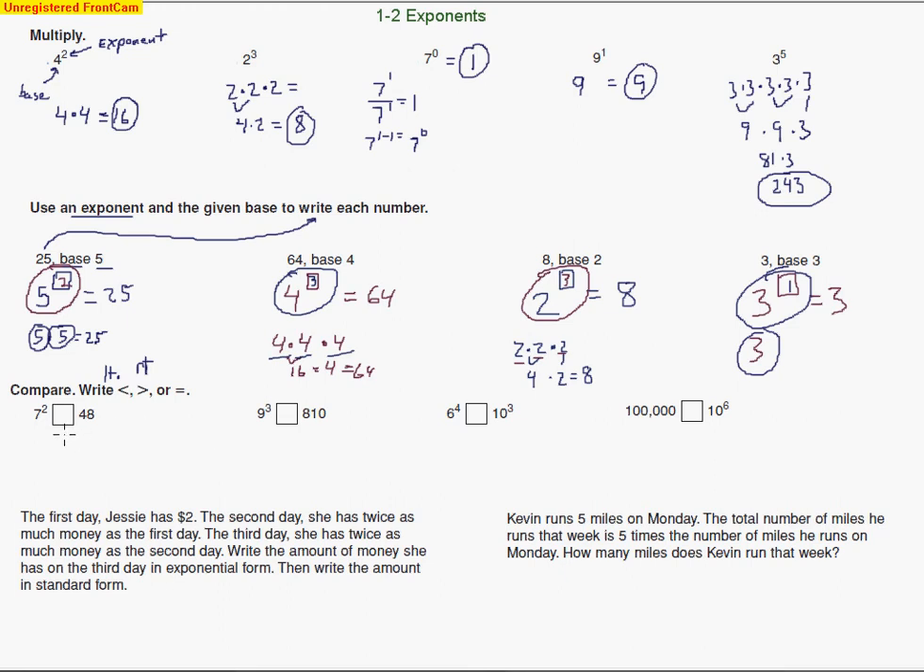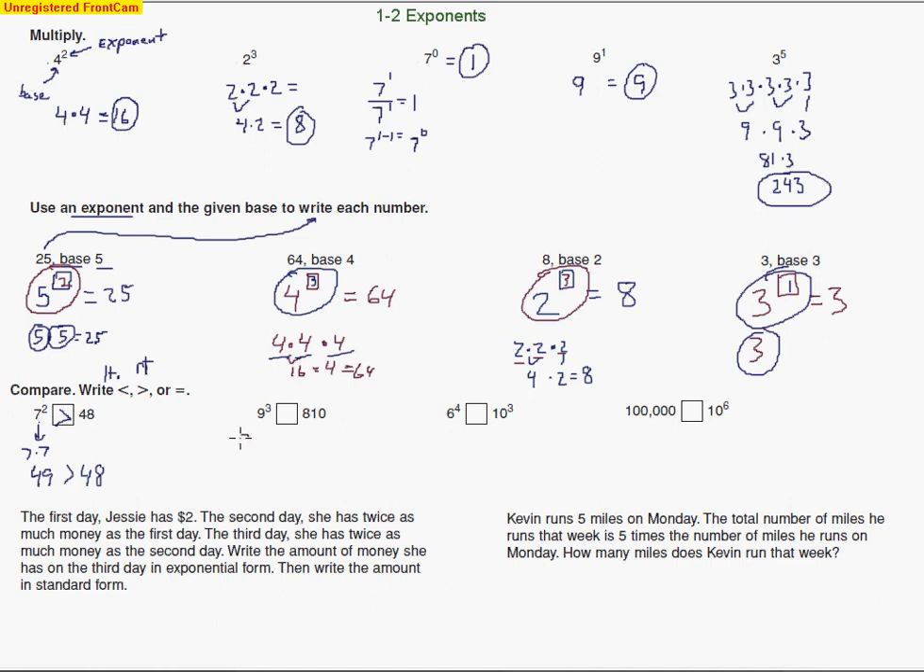So what we need to do is we need to be able to have the same type of number. So we need to write this 7 squared without exponents. We need to multiply it together. So this is the same thing as 7 times 7, which is 49. And I see 49 is greater than 48. So my answer is 49 is greater than, or 7 to the second power is greater than.